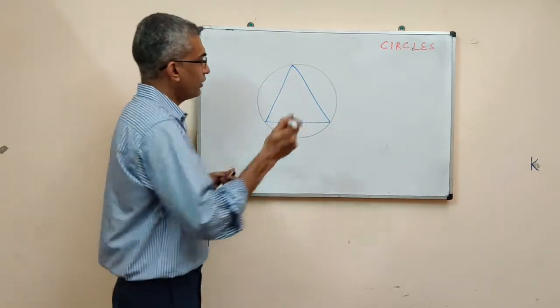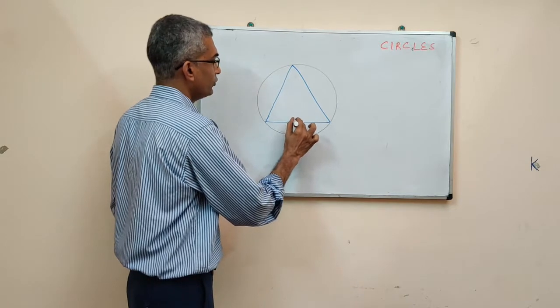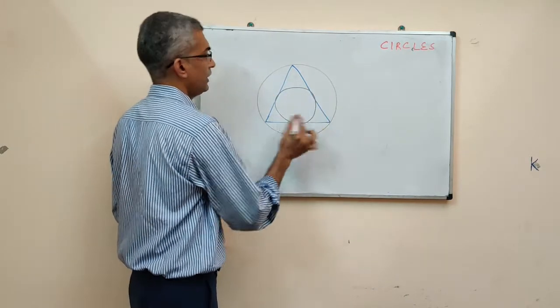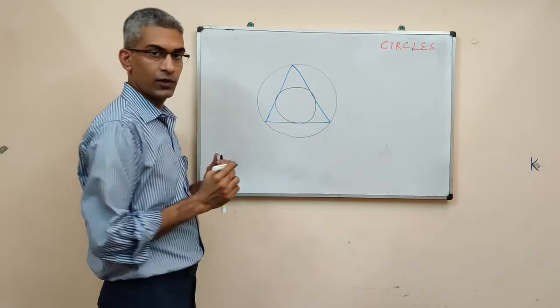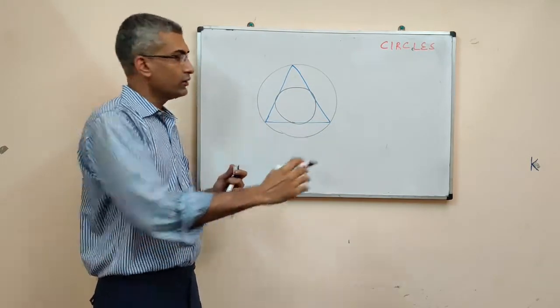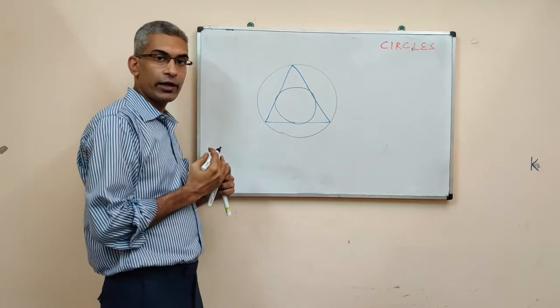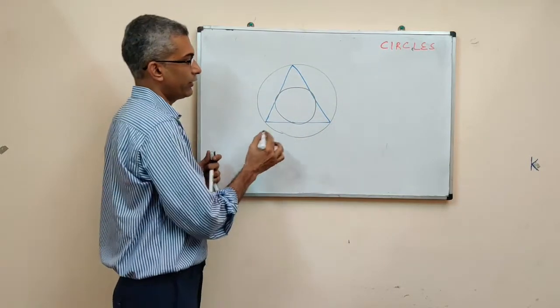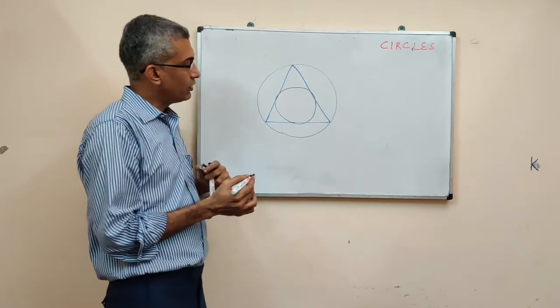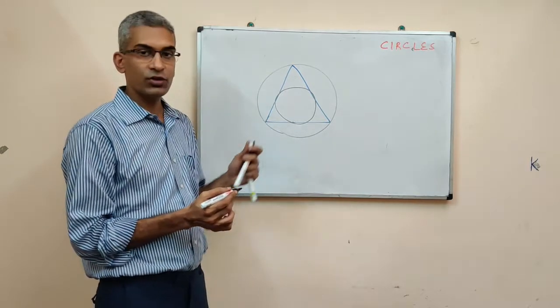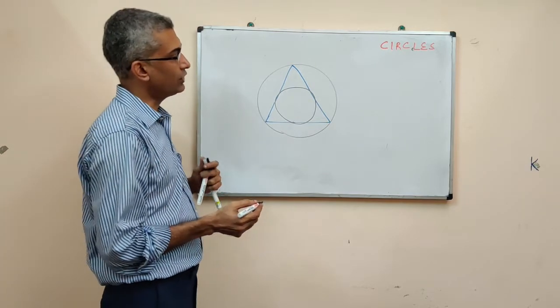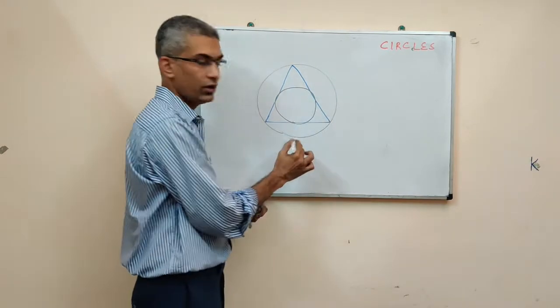A circle is drawn inside the equilateral triangle also, touching the 3 sides. So we have a circle circumscribing this equilateral triangle, and there is a circle inscribed in the equilateral triangle. What I want is to find the ratio of the areas of the outer to the inner circle. Ratio of area of the outer circle to the inner circle.